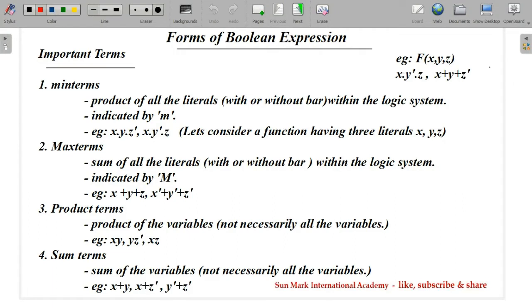Hi everyone, I am here with a new title, Forms of Boolean Expression. In the previous video, we learned to solve Boolean expressions using the algebraic method and truth table.